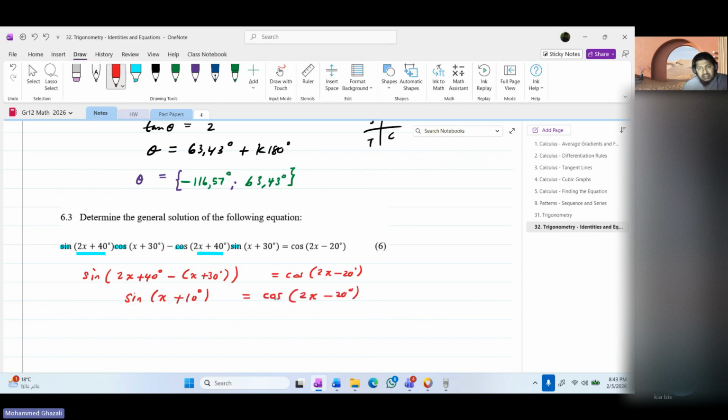Now we're going to change the cosine into sine. How? We got different angles on both sides, so we're going to ask ourselves the question: where is sine positive?